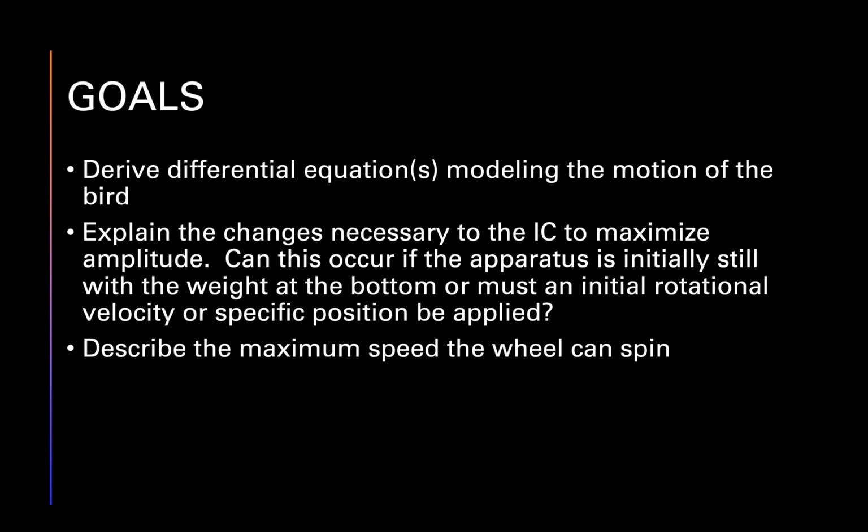Goals. Derive differential equation or equations modeling the motion of the bird. Explain the changes necessary to the initial condition to maximize amplitude. Can this occur if the apparatus is initially still with the weight at the bottom, or must an initial rotational velocity or specific position be applied? Describe the maximum speed the wheel can spin.